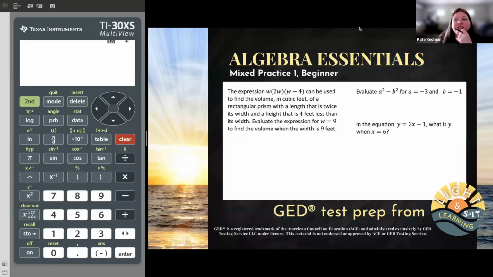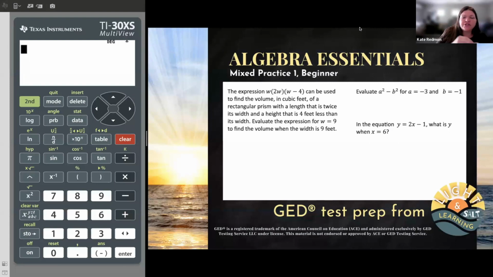Hey, GED students, let's look at three examples that look really different, but are basically the exact same, pretty simple algebra skill. So this is one of those great times when you can learn and practice one skill and have it get you a lot of points on the GED. And the skill in this case is called substitution.